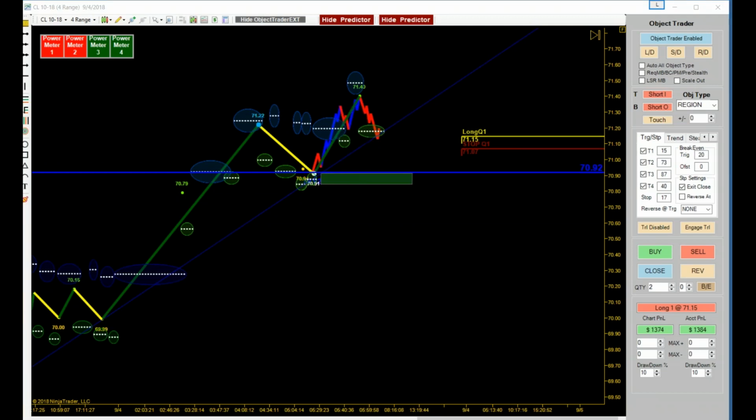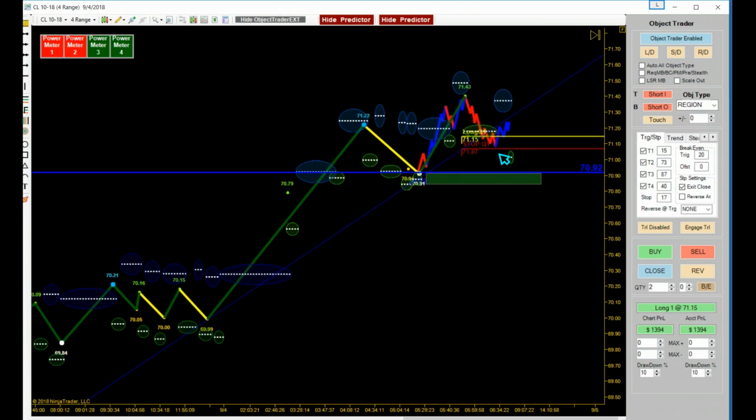I'll speed it up. I'm going 500 times now, so it's pretty quick. It's going to stop us out? Nope, didn't stop us. Didn't stop us. Stop still under the swing. Looks like it might get us. It got us. Okay?